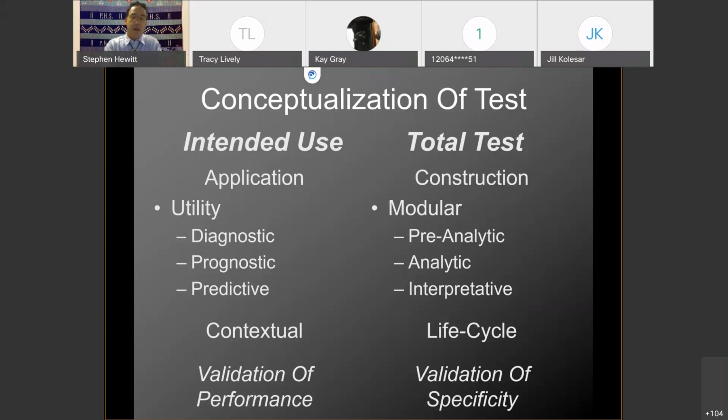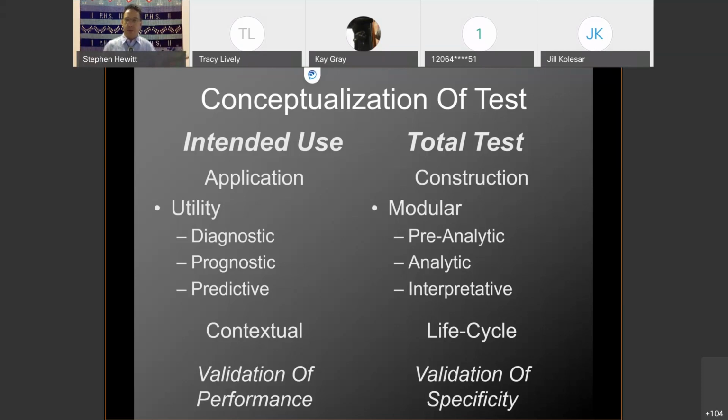On the other side, we're talking about total test. This is the construction of the assay itself. This is a concept, again, that's probably unfamiliar to most of you, and really is unfamiliar to many pathologists, but should not be. And it's a modular approach that allows us to modify a test through its life cycle and not have to just completely start over.